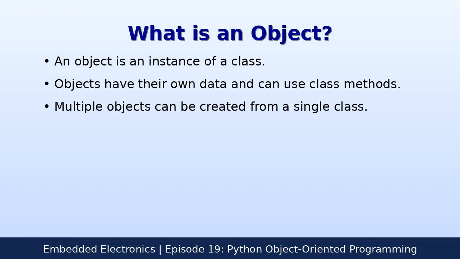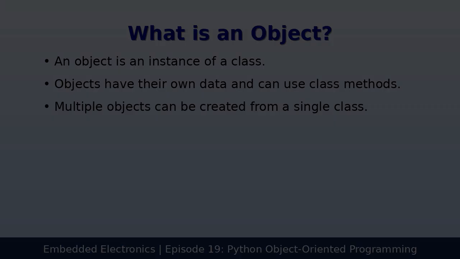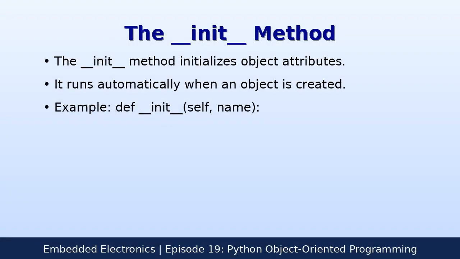An object is an instance created from a class. Each object has its own data and can access the class methods. The init method runs automatically when creating an object. It helps initialize object attributes like name or age.